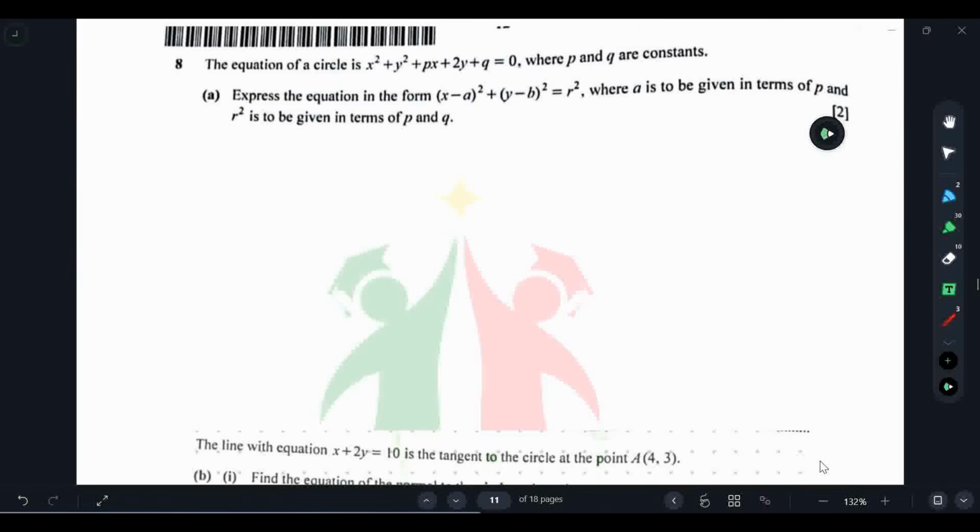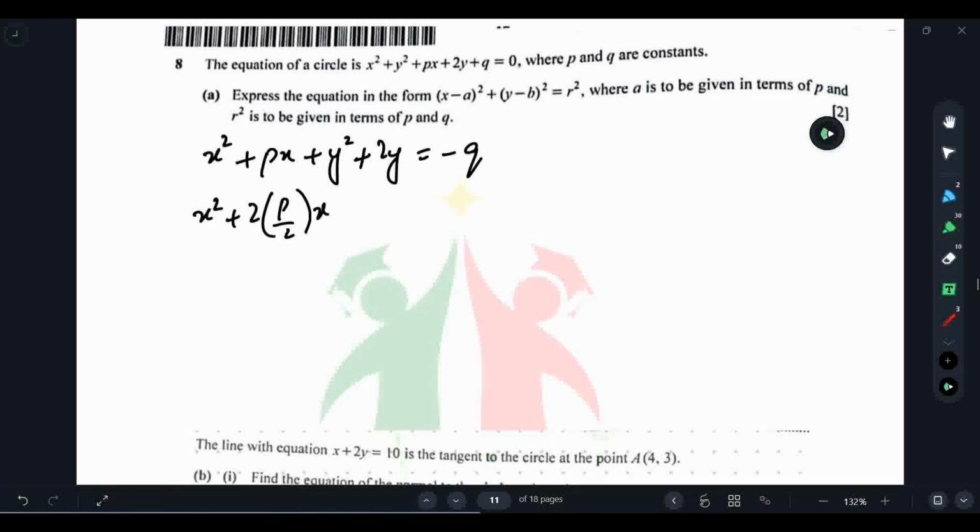Let's move to question number 8. The equation of a circle is this. Express the equation in the form this. So it means that we need to simplify it and write it in the completing the square form. So we can write it as x square plus px plus y square plus 2y is equal to minus q. Now we can write this one as x square plus a square plus x plus y square, plus how can we simplify it.